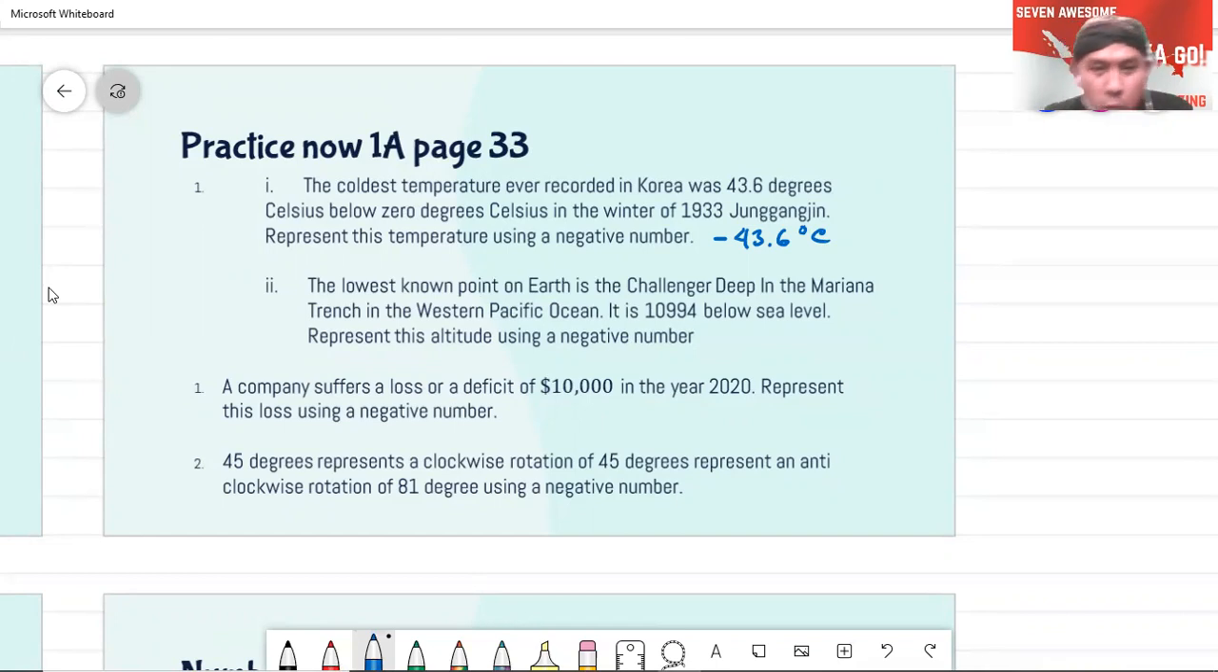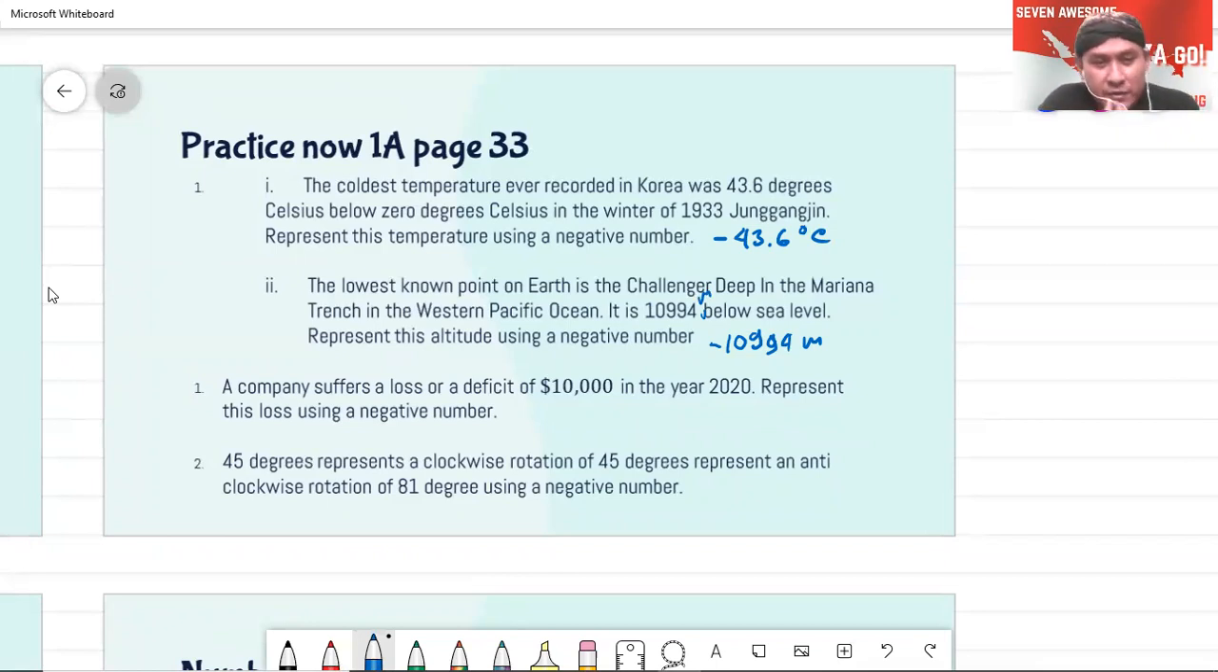Another case. The lowest known point on Earth is the Challenger Deep in the Mariana Trench in the Western Pacific Ocean. It is 10,994 below sea level. Represent this altitude using a negative number below sea level. It means -10,994 meters below sea level. Sorry, I forgot to mention the meters.